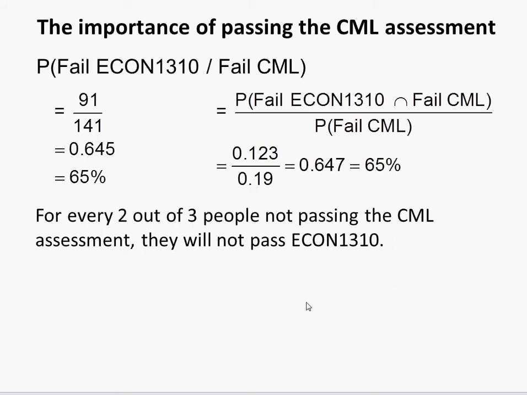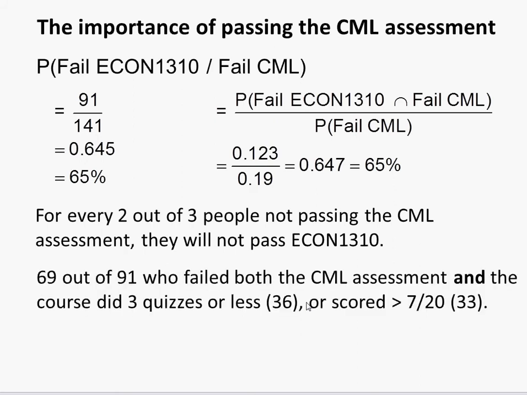So that's a little bit of a worry. I had a little bit of a look at these 91 just to see who these people were. Of the 69 who failed both the CML assessment and the course, it turns out that there were 36 who only did 3 or fewer of the 6 quizzes available, which was a bit of a surprise. There were quite a few people who did 0 quizzes, didn't try any. And then there were 33 people who scored more than 7 but less than 10.